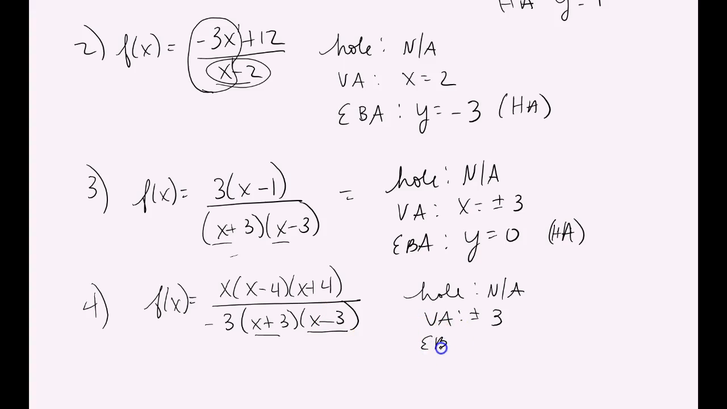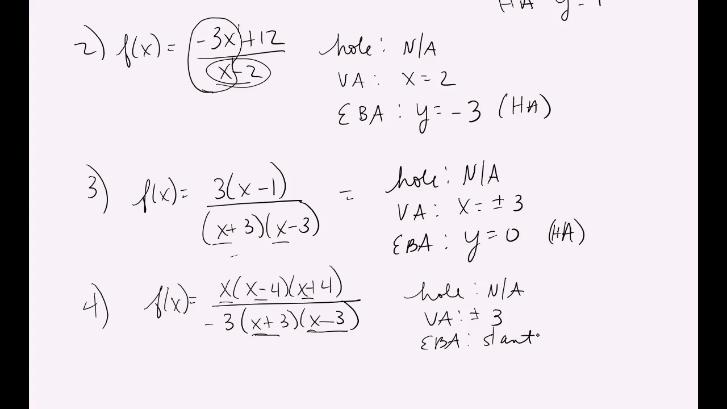And then my end behavior asymptote, I'm comparing the top to the bottom. Now, on top, I had an x to the third before I factored it. And on the bottom, I have an x squared. So x to the third, x squared. It's larger on the top. So what that tells me is that it's going to be a slant.